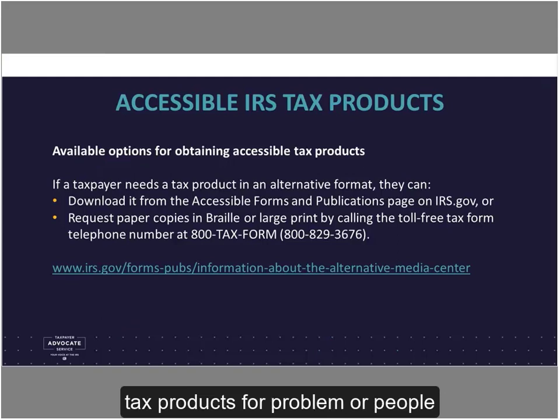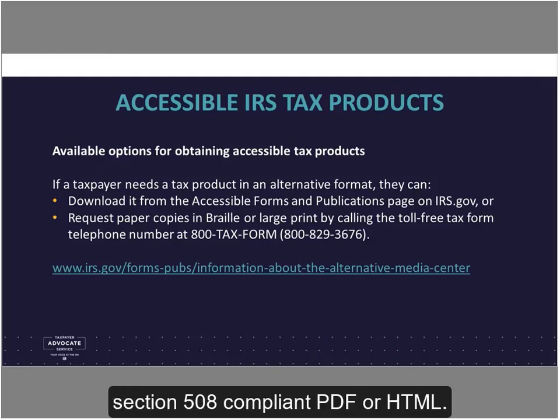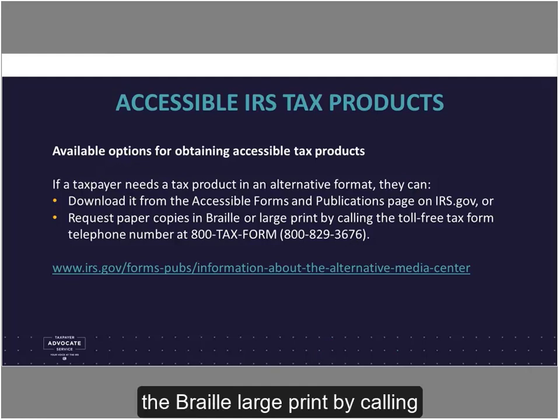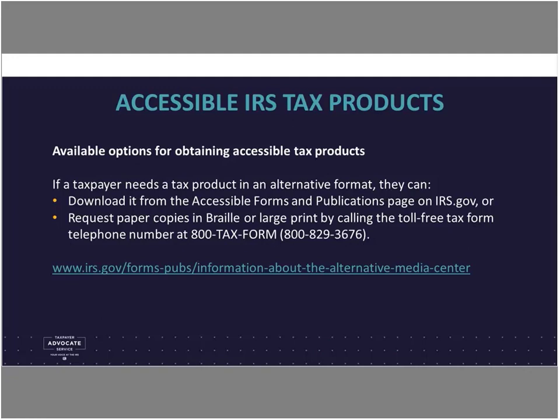I'm going to talk just a little bit about the accessible IRS tax products. These are newer options for obtaining accessible tax products for people that may have visual impairment. You have electronic versions of many tax forms, instructions, and publications in those accessible formats, including e-braille, text, large print, and Section 508 compliant PDF or HTML files. They're available on the accessible forms and publications page on IRS.gov. There are printed versions of many tax forms, instructions, and publications in, like I said, braille and large print, by calling the tax form telephone number 800-829-3676.